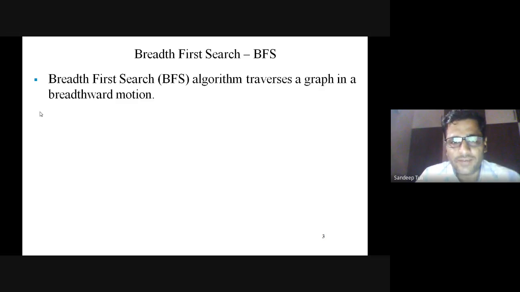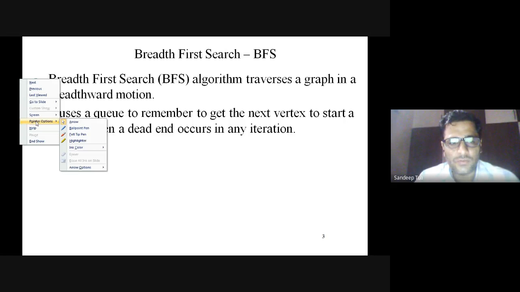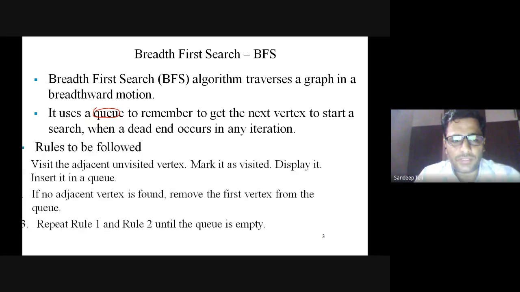Breadth-wise node traversal will happen in this. We will see how. Now it uses a queue to remember the next vertex to start a search. It means the data structure we will use in this is a queue. Next vertex to start a search when the dead end occurs in the iteration. So the queue will be used to hold the vertices in between our calculations.